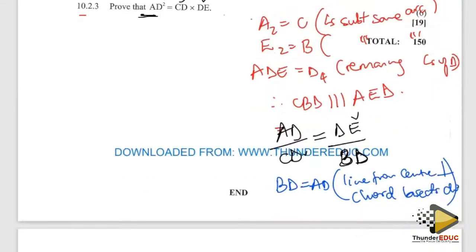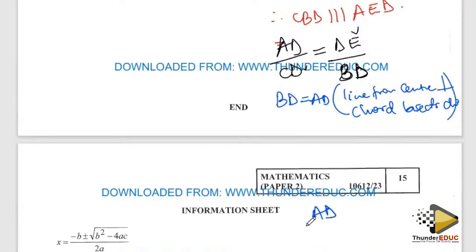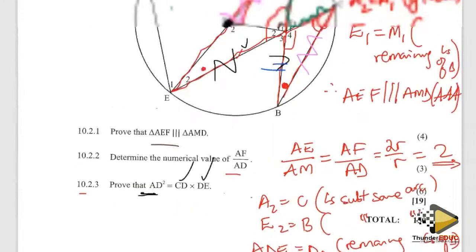So where there is BD, I'm going to replace it with AD, so it's going to be AD over CD is equal to DE over AD. Then I cross multiply. So my AD squared is equal to CD times my DE. So guys, that is how we would have put that. And that's how it was maths.